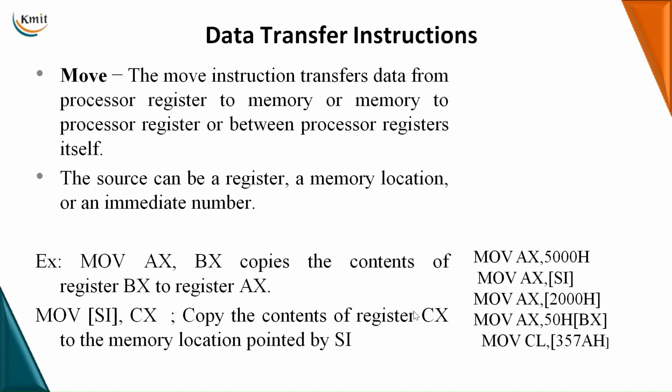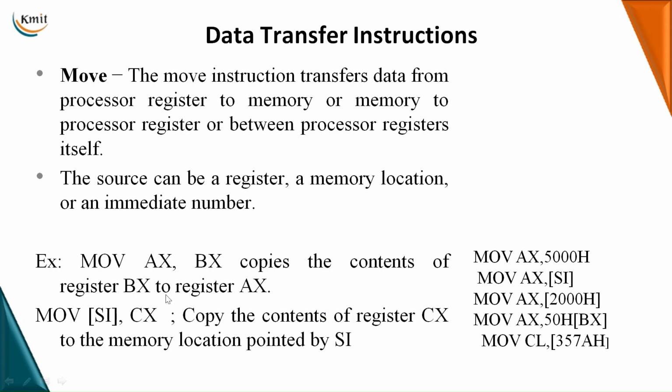Next, coming to a move instruction. The move instruction transfers the data from the processor register to the memory, or from the memory to the processor register, or it can be done between any two registers also. So from register to memory, memory to register, or register to register, that can be done with the help of a move instruction. The source can be either a register, a memory location, or an immediate number.